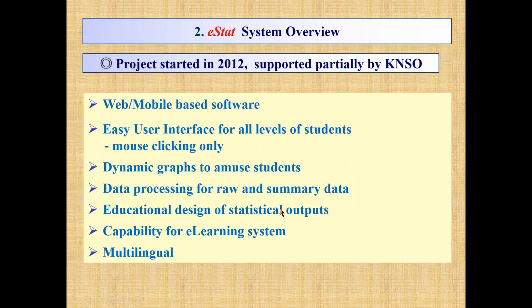Therefore, I have a target software which is better than the current system. Here's my target. The software should be web and mobile-based. And it should be easier than the current system. I mean, an easy user interface would be more desirable. You will see what that means. And to amuse students, especially children, dynamic graphs would be more helpful to invite them to the statistics world.